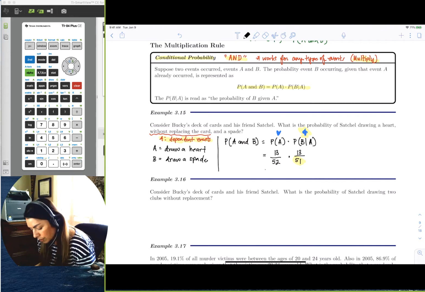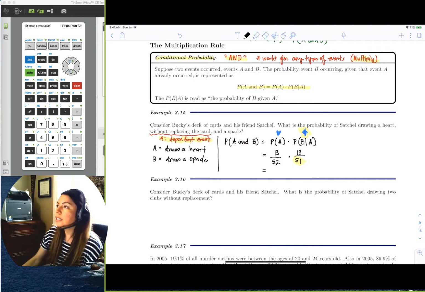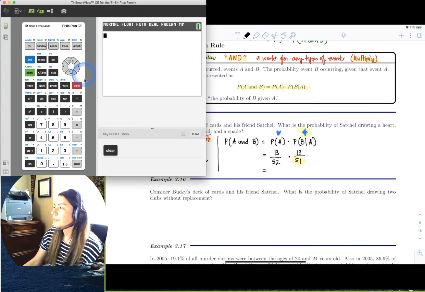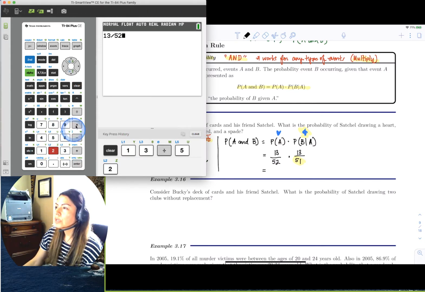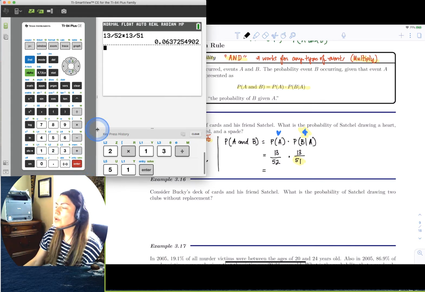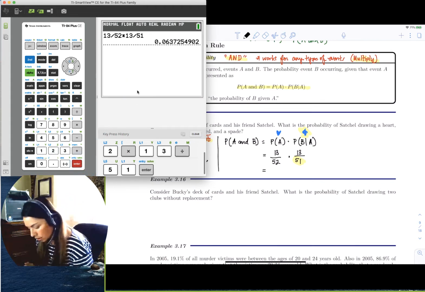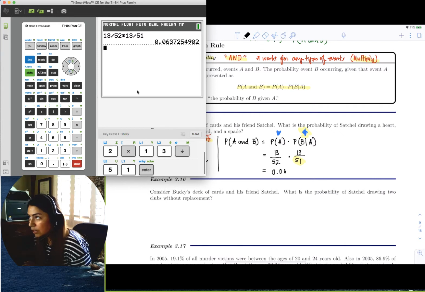If we were just to put this in our calculator, I can just put 13 divided by 52 times 13 divided by 51, and we'll get 0.0637.